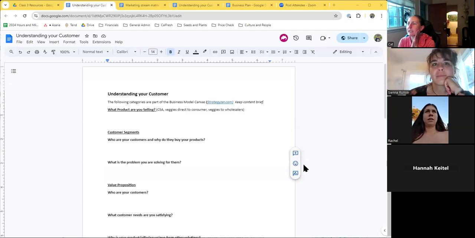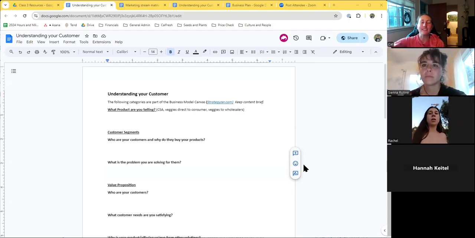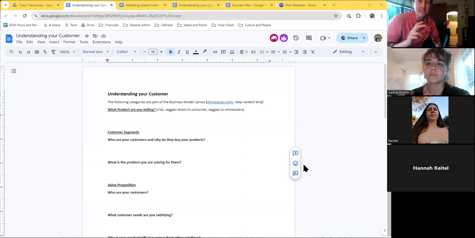We're trying to understand who we're selling to. I think I mentioned in our first or second class the difference: someone who's going to buy a vegetable CSA box is going to be very different than a wholesale grocer, in their buying habits and who they are. The first half of the matrix, we're going to do at the end of class, but that's going to help you prioritize who your different customers are.